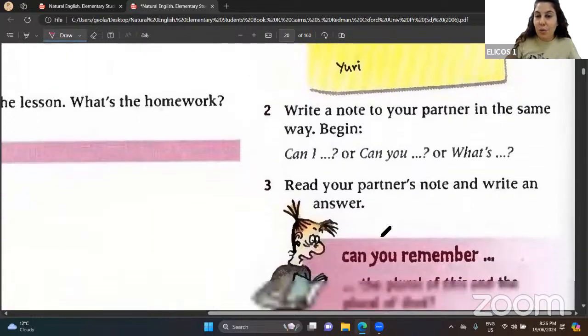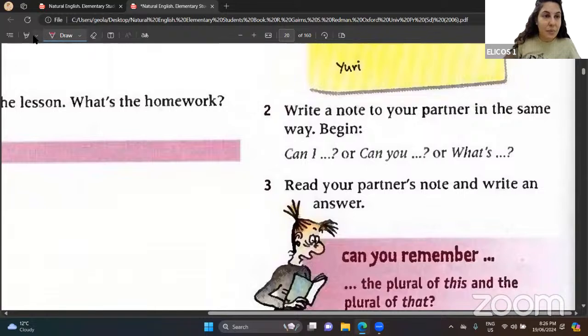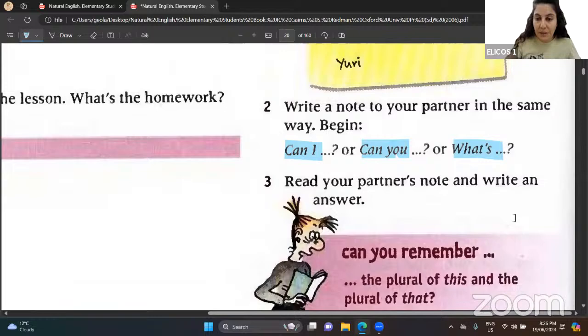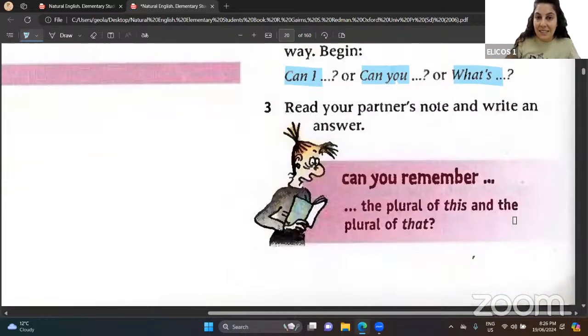So if we want to ask for something, remember we said, can I? Or can you? Maybe can you help me with my homework? Or what's the answer to this question? Or what's your teacher's name? Or what's your room number? So we want to ask, okay? We begin our sentence with can or maybe what's.